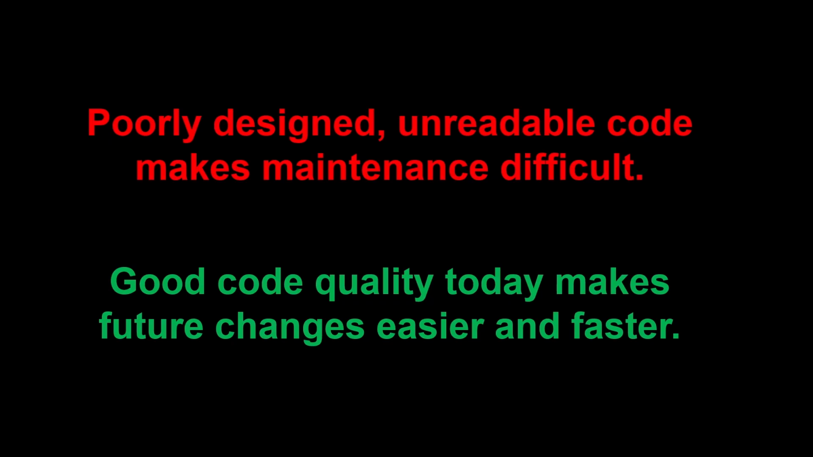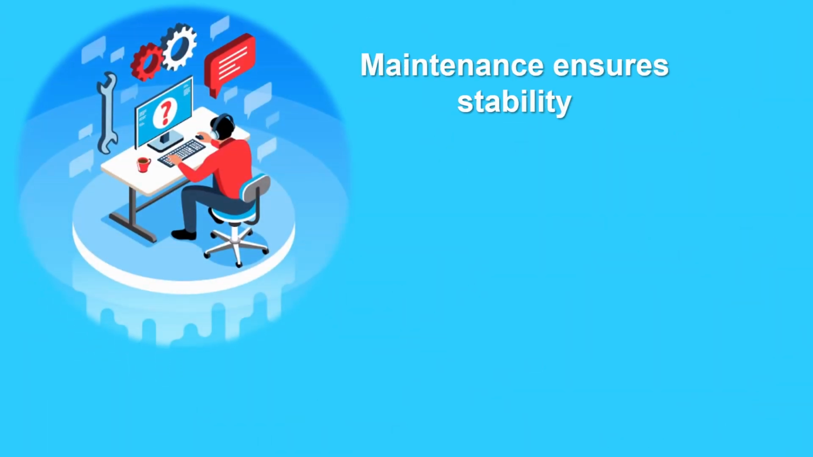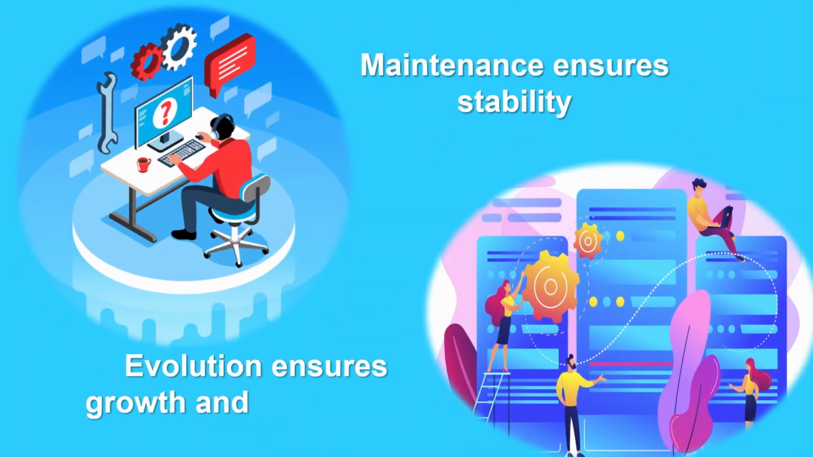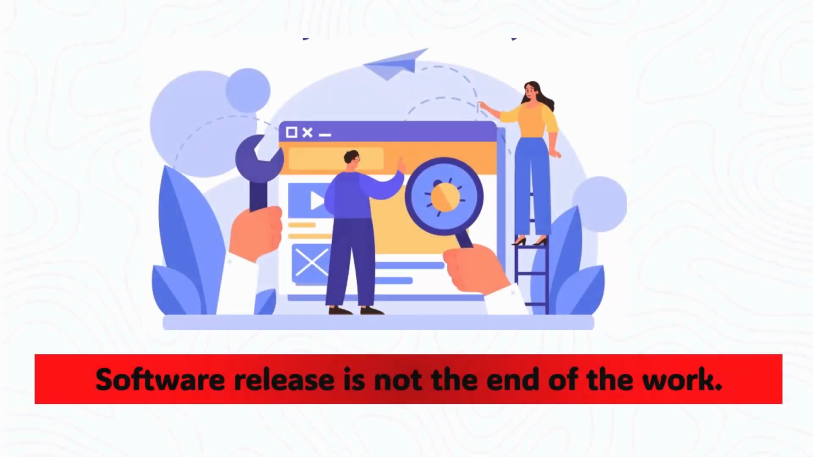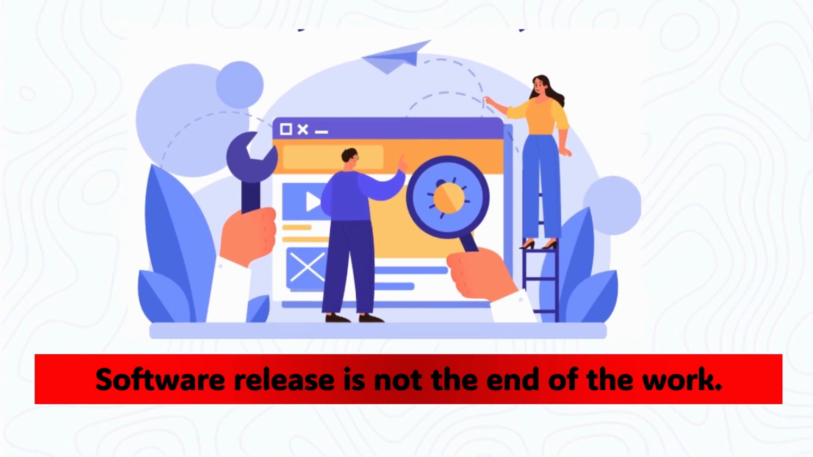To summarize, software engineering does not end with deployment. Software systems continuously evolve in response to changing business needs and technological environments. Maintenance ensures stability while evolution ensures growth and adaptability. And techniques like static analysis and refactoring make this continuous evolution practical and manageable. So once software is released, the work is not finished. In fact, most of the cost of software occurs after delivery.